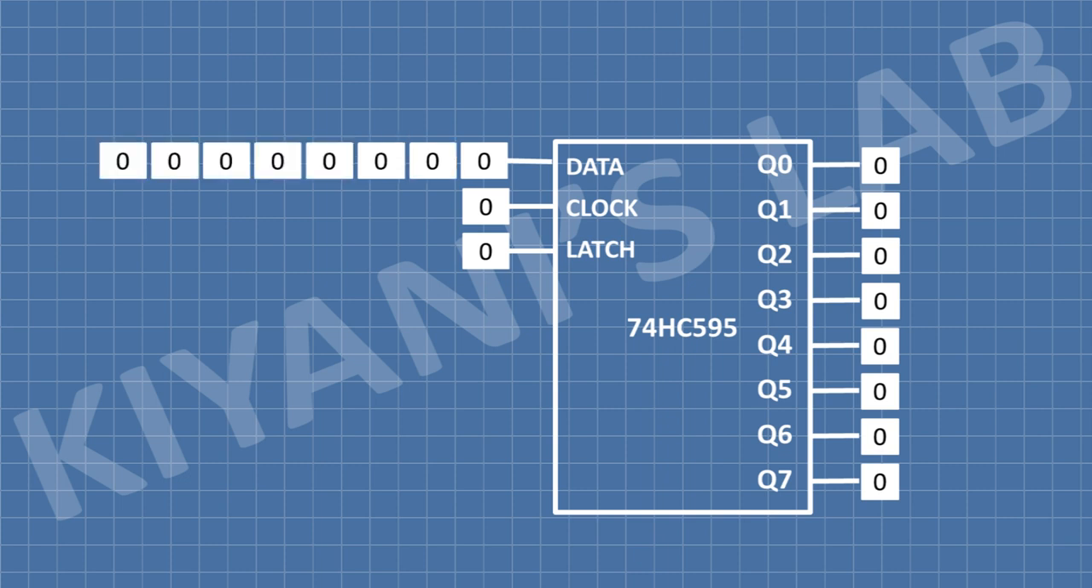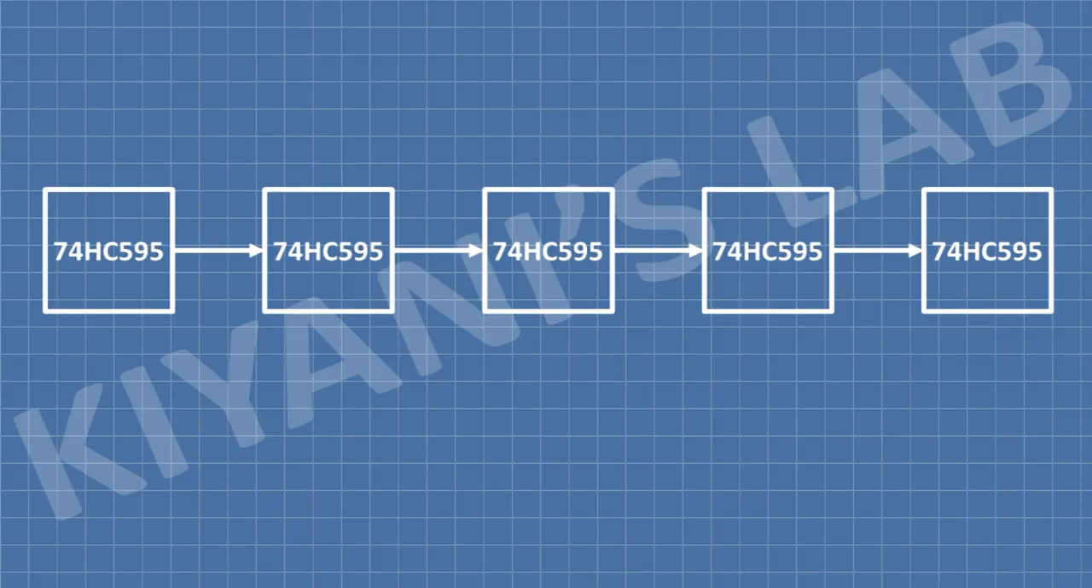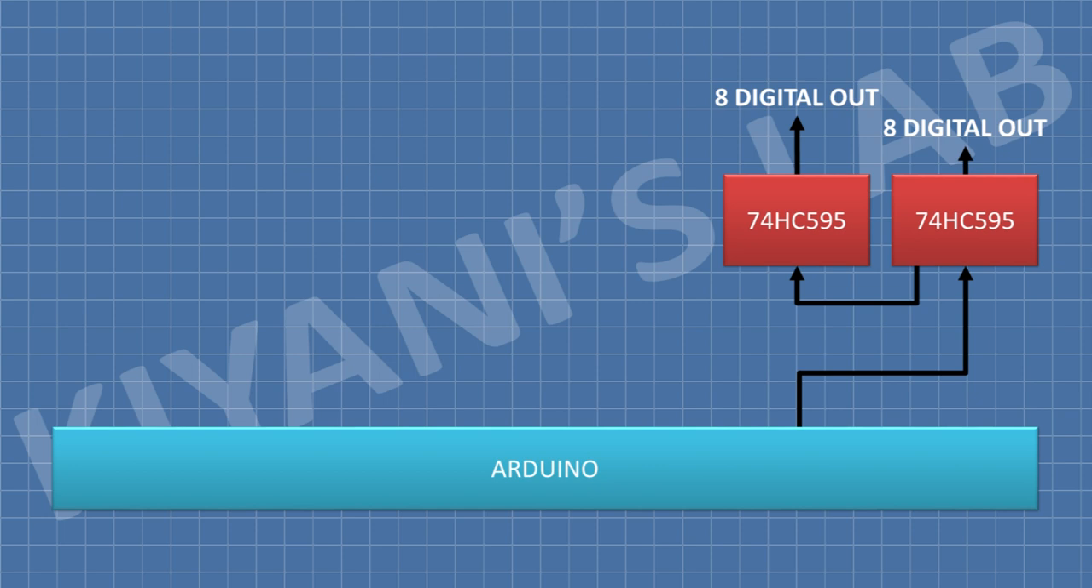So if we want to send 8-bit data to the output of the 74HC595 chip, we send the 8-bit data serially to the data pin along with 8 clock pulses. With that, the 8-bit data is moved into the 74HC595 chip. Now we give a pulse at the latch pin and the data is moved to the output. In Arduino, we can use the shiftOut command for this purpose. If we want to send more than 8-bit data, we can cascade as many chips as we want.